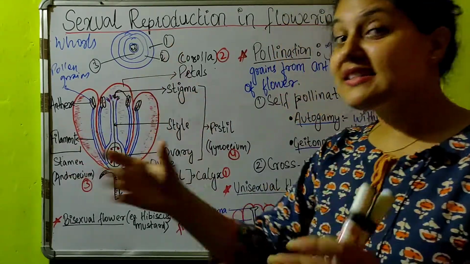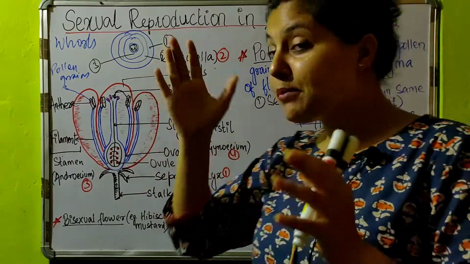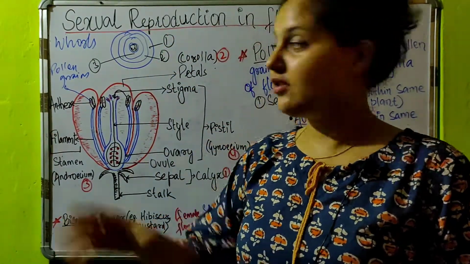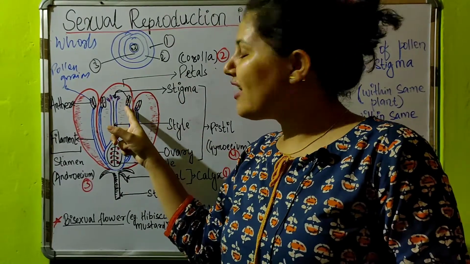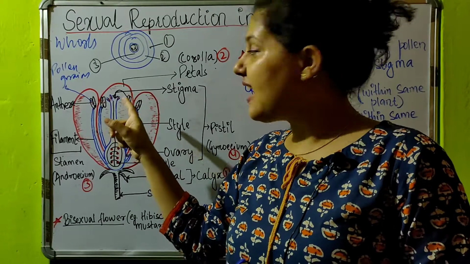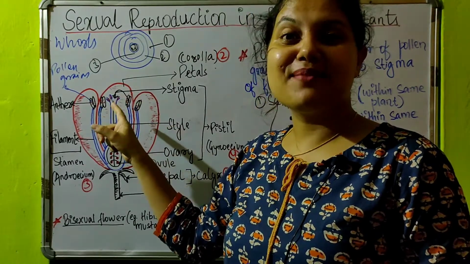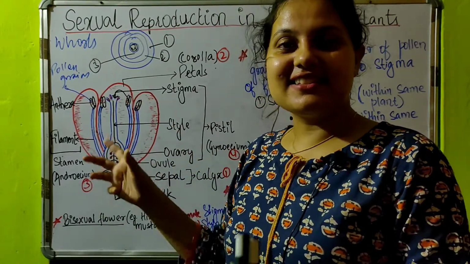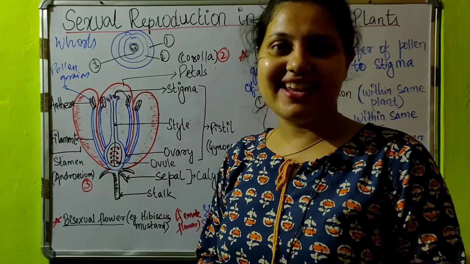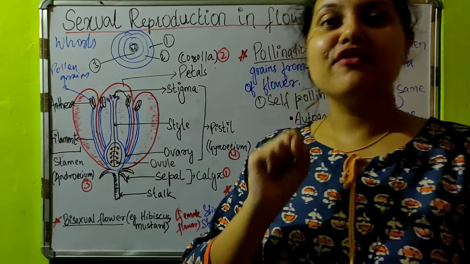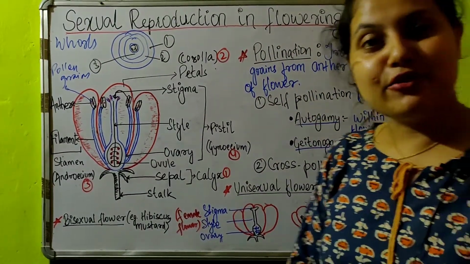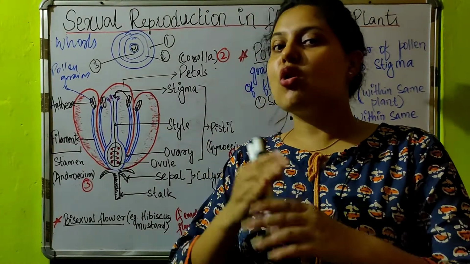What is self-pollination now? The example which I just gave you is the best example of self-pollination. Here the pollen grain from the same flower is transferred to the stigma of the same flower. This is a type of self-pollination. Now again, self-pollination is of 2 types. One is autogamy and another is geitonogamy. Now what is autogamy?